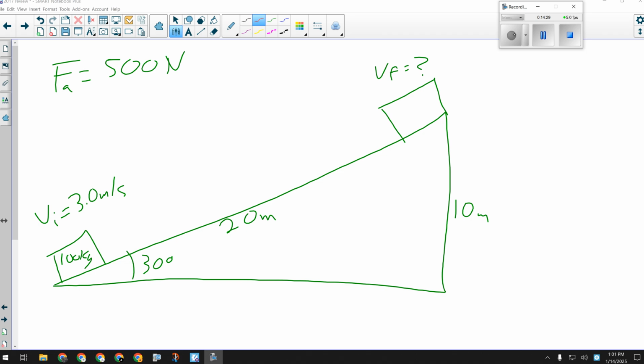So here's what I need to do. I need to understand that work is a change in mechanical energy. One of the ways to calculate work is force times distance, and I have that. They tell me it's 500 newtons and it's exerted over 20 meters, the length of the ramp. The energy is going to change, so I'm going to have the final mechanical energy minus the initial mechanical energy. Now, how do I normally calculate mechanical energy?